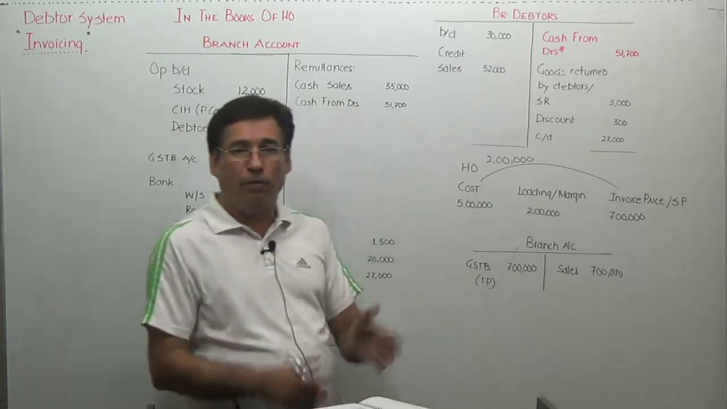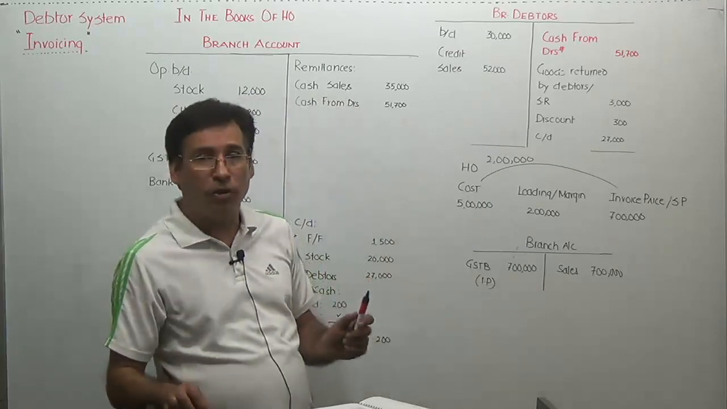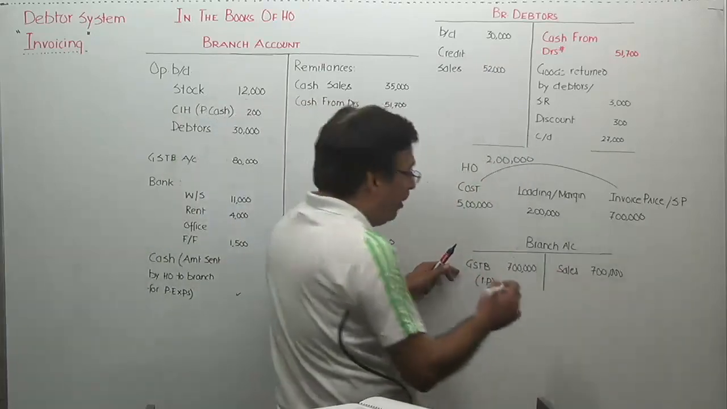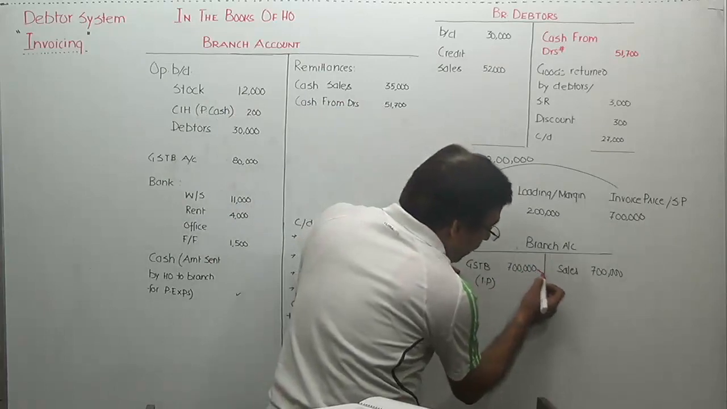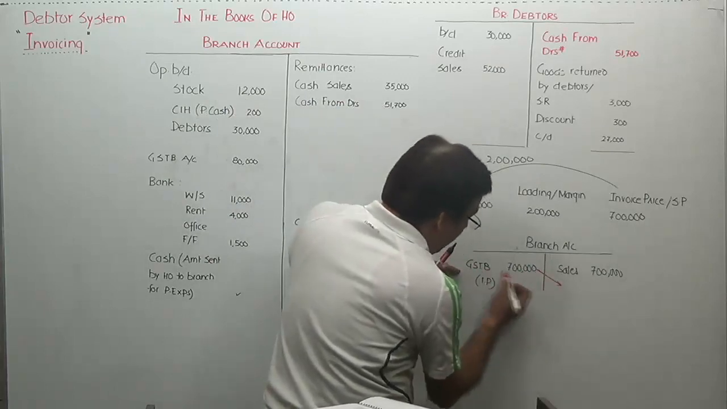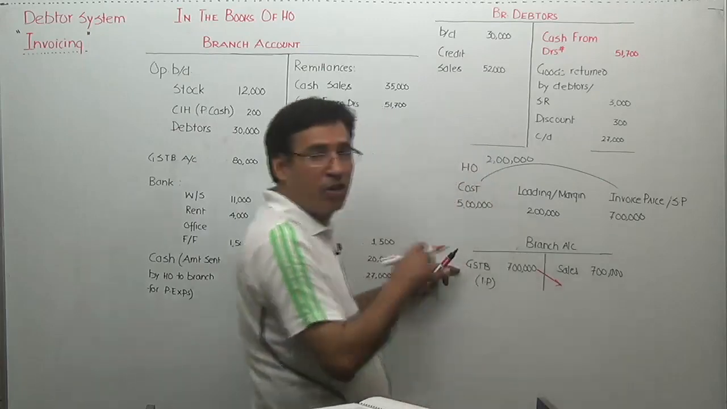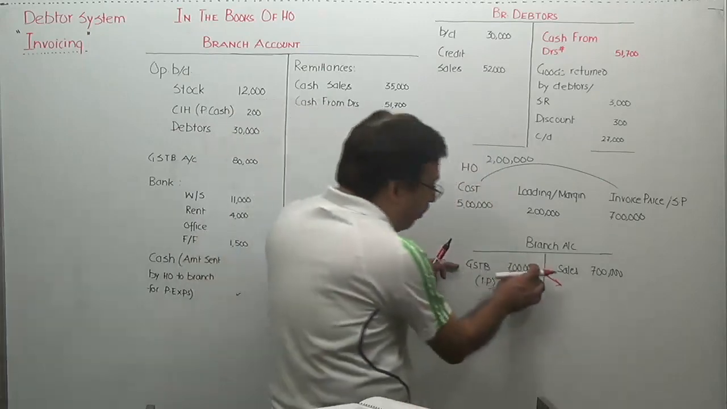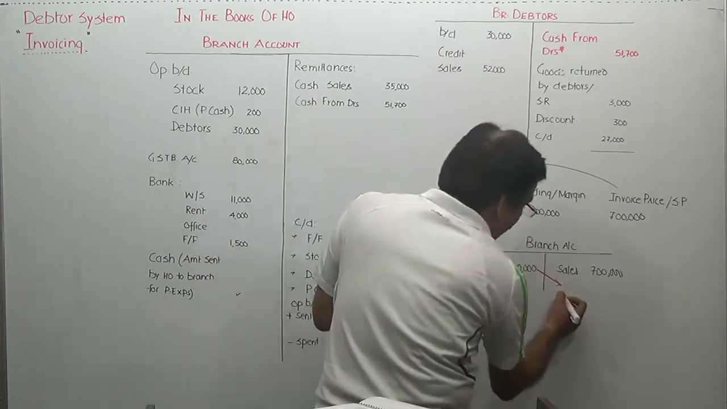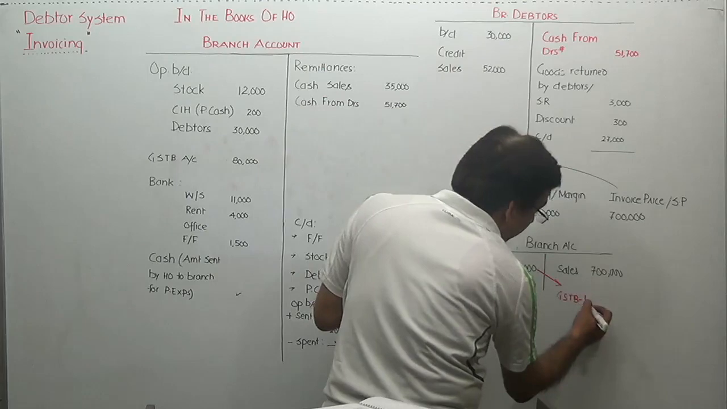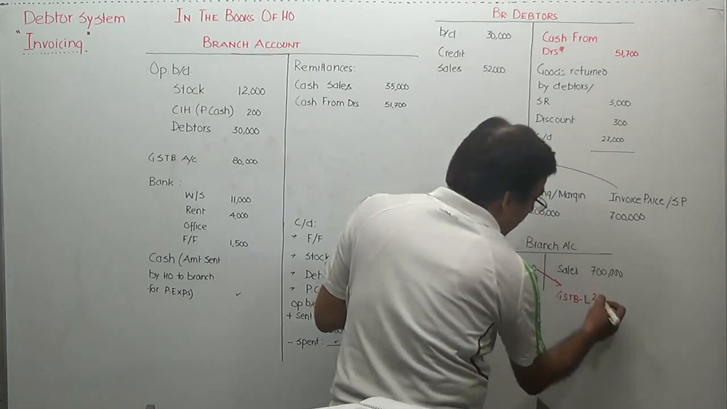So in order to compute that profit, what are we supposed to do now? In order to compute the profit, see here, I will have to bring this item, goods sent to branch, at cost. And in order to bring it at cost, I will have to write here, by goods sent to branch loading. Correct? And the loading is 2 lakh.